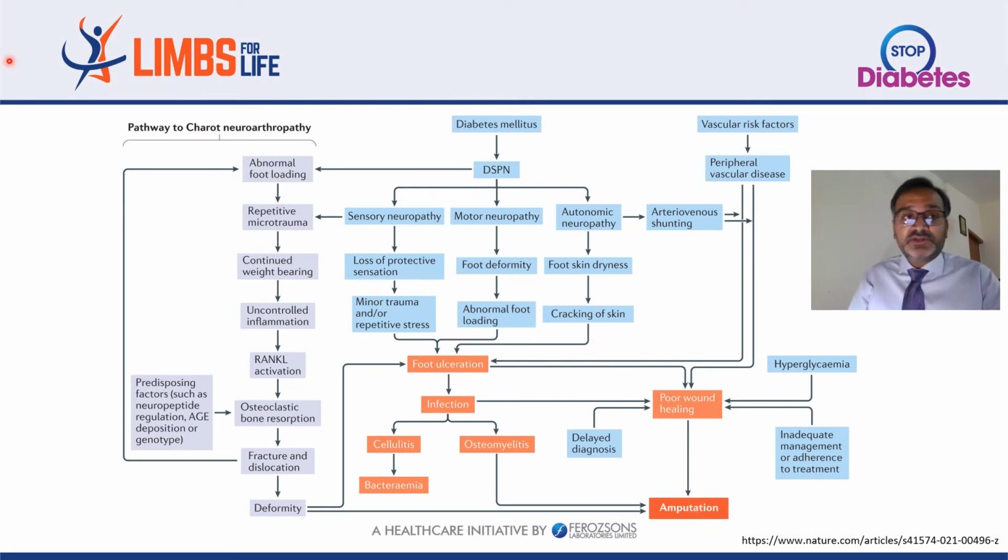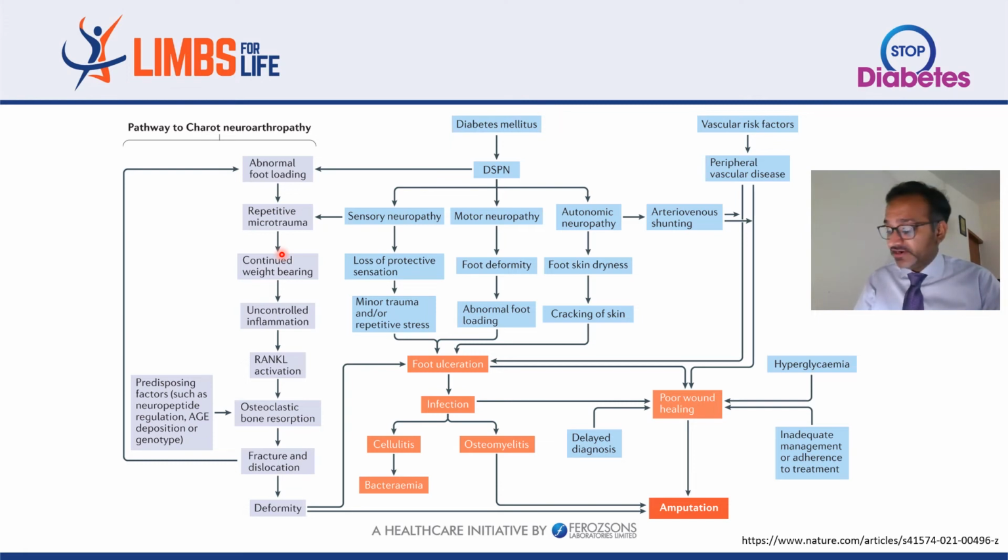Lastly, if we talk about Charcot joints. In Charcot joint, also known as neuropathic arthropathy, what happens is that with distal symmetrical polyneuropathy, abnormal foot loading, plus sensory neuropathy, the patient cannot sense it. So there is repeated microtrauma to the joints. When there is repeated microtrauma to the joints, there is malhealing.